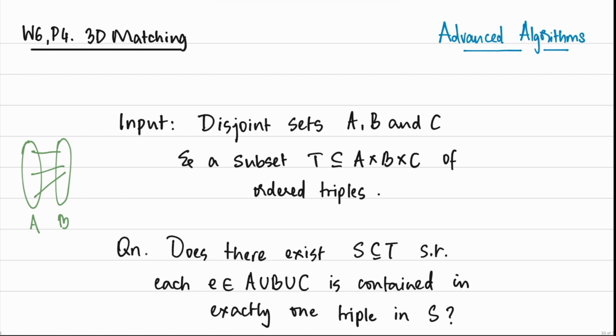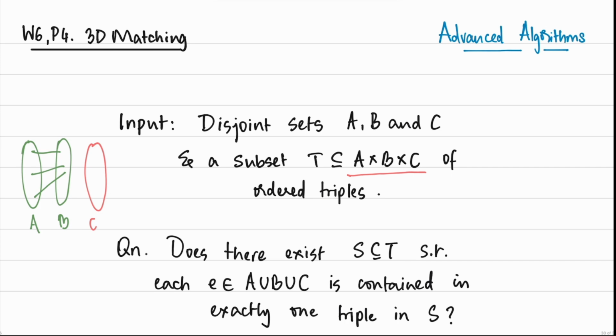Now, 3D matching is very similar, except that instead of a bipartition, we are thinking about a tripartition. So we bring in a third set C here. And what we are given is a collection of triplets from A cross B cross C. And it's the same question. We want to pick a selection of triplets such that every element from A union B union C features in exactly one of the chosen triplets, which of course automatically forces the triplets to be disjoint as well.